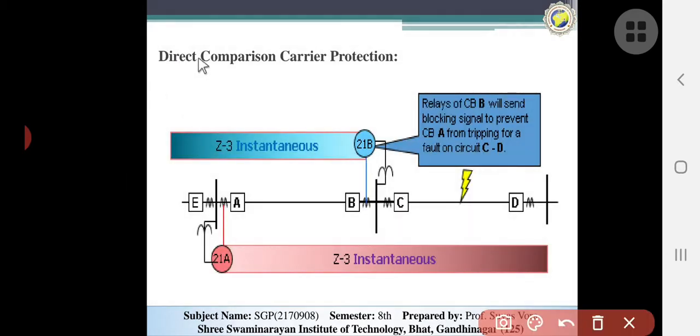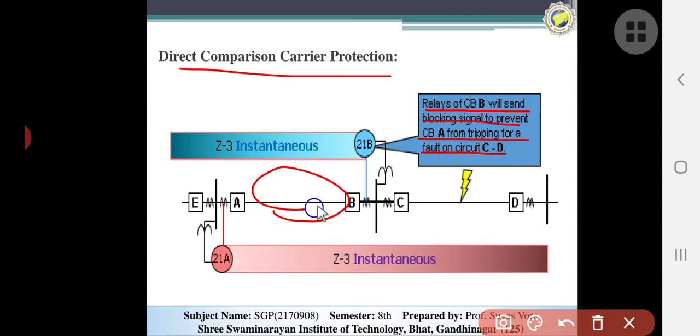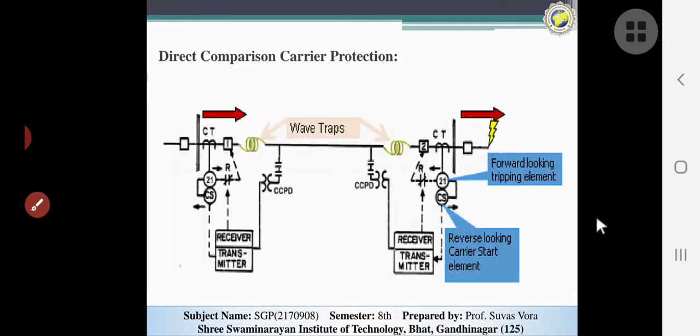Then after that we can see the direct comparison carrier method. If the fault is external for A and B, here 21B is the relay name, which belongs to circuit breaker B. So the relay of circuit breaker B will send the blocking signal to the receiving circuit breaker A, and the fault is tripped on circuit breakers C and D. That means this signal generates a blocking signal and tells 21A that this portion is not faulty, it is an external fault. So the circuit breakers of C and B will be off. So these are the main functions for C and B.